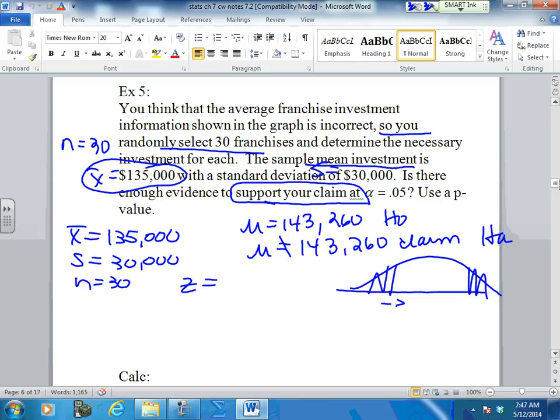When you find one Z, the other one is the positive. They have to be the same. You still have symmetry. Okay? So find your Z. So x minus the mean, again, you're working with the sample. So you have to take your standard deviation over the square root of n.